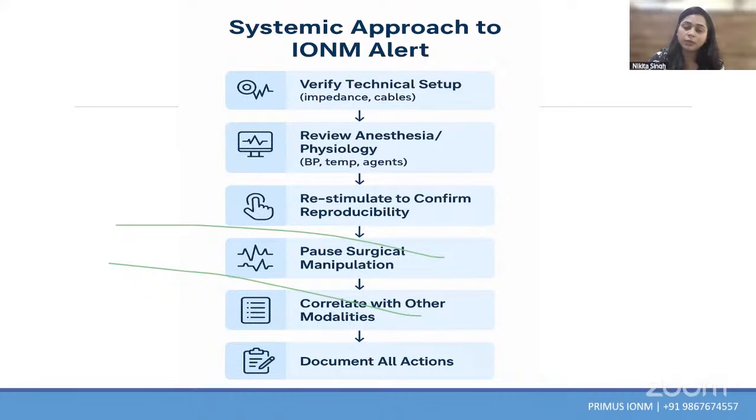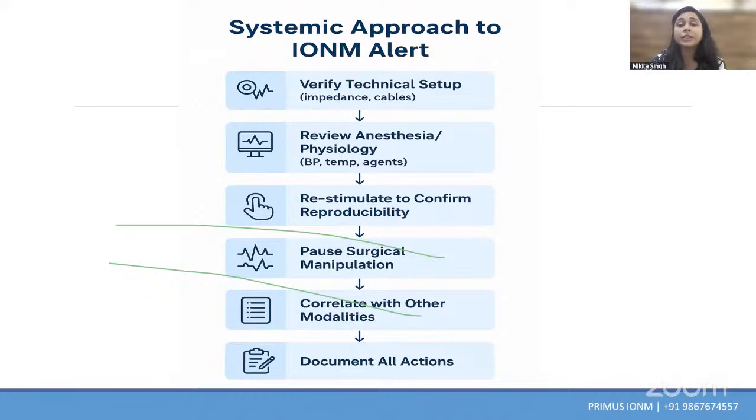So first and foremost is to verify the technical setup. Check the impedance, check the cable, secure the cable, see if there are any grounding artifacts or not. If there are any grounding artifacts, just go and rectify them. See if there are any electrical leakages, go and rectify them, ground that particular system. The second one is to review anesthesia and physiology. Check the patient's underlying pathological condition, and also check with the anesthesia team about the BP, temperature, agents which they are going to give, how they are going to maintain it, inform them about the bite block, and have a healthy discussion regarding the case.